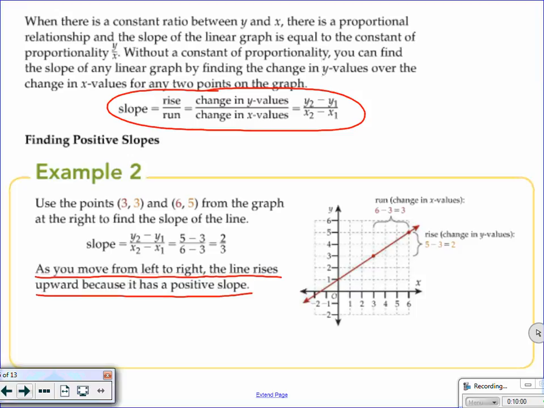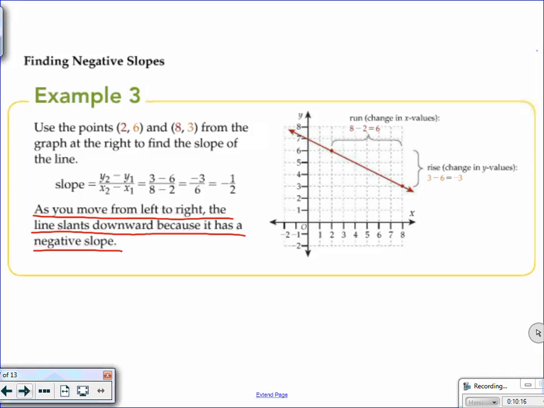When we look at example 2, what I want to point out there is what I underlined. If you have a positive slope, as you move from left to right, the line is going to go up. That is a positive slope. On the other hand, if you have a negative slope, as you move from left to right, the line is going to go down. Positive slope goes up from left to right, negative slope goes down from left to right.